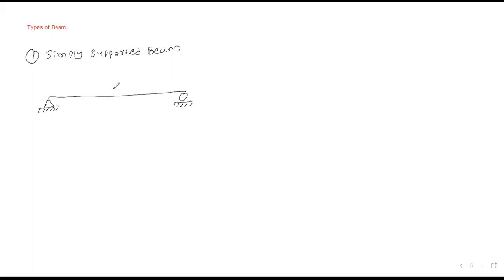Whenever we are dealing with fixed beam, we will discuss that point. Now, for a simply supported beam, one end is a hinge and the other end is a roller. Now, can I say this beam is a simply supported beam? My question is simple, so give a simple answer.